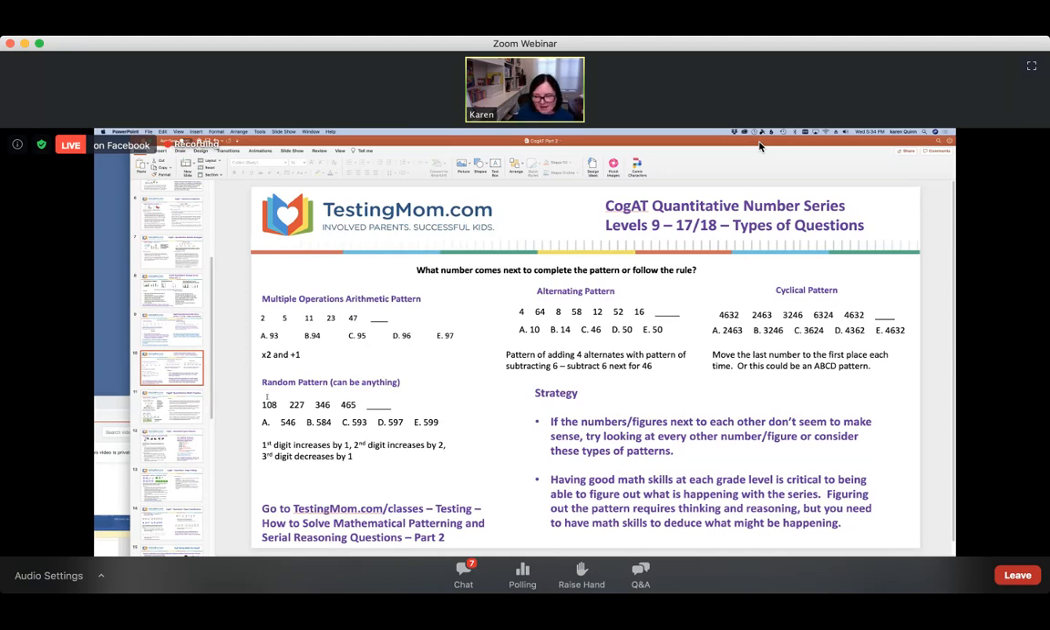And then a random pattern, which could be anything, but I gave you one example, 108. You look at all of these and you study it and you figure out, you might try different things to see how you're getting from number to number. But what is happening here, if you study it, is the first digit is increased by 1 each time. The second digit is increased by 2 each time. And the third digit decreases by 1 each time. And that's how we get to the answer.